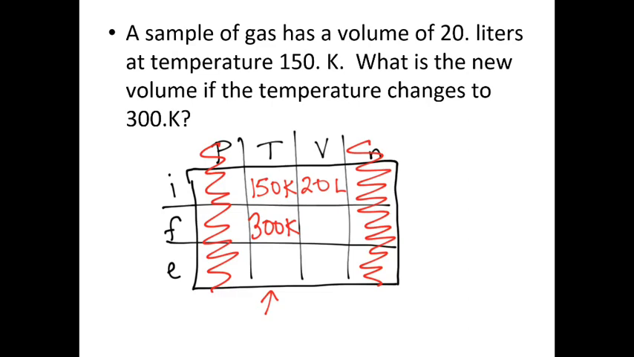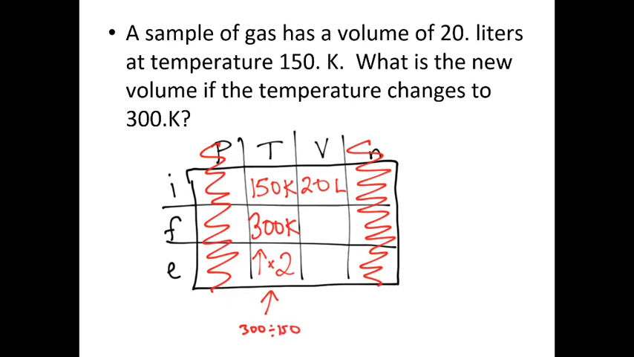And then I want to put an arrow. Does the temperature go up or does the temperature go down from initial to final? Up. So I'm going to put up by a factor of 2. The times just means like by a factor of. So I did that. I divided the 300 over the 150 to get that.